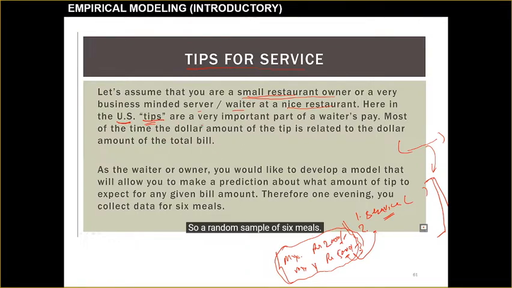I have taken a very important part of the bill payment. Most of the time the dollar amount of the tips is related to the dollar amount of the total bill. I have taken only this, okay. So the dollar amount of the tip is dependent on the total bill. Is it clear? So as a waiter or owner, you would like to develop a model.